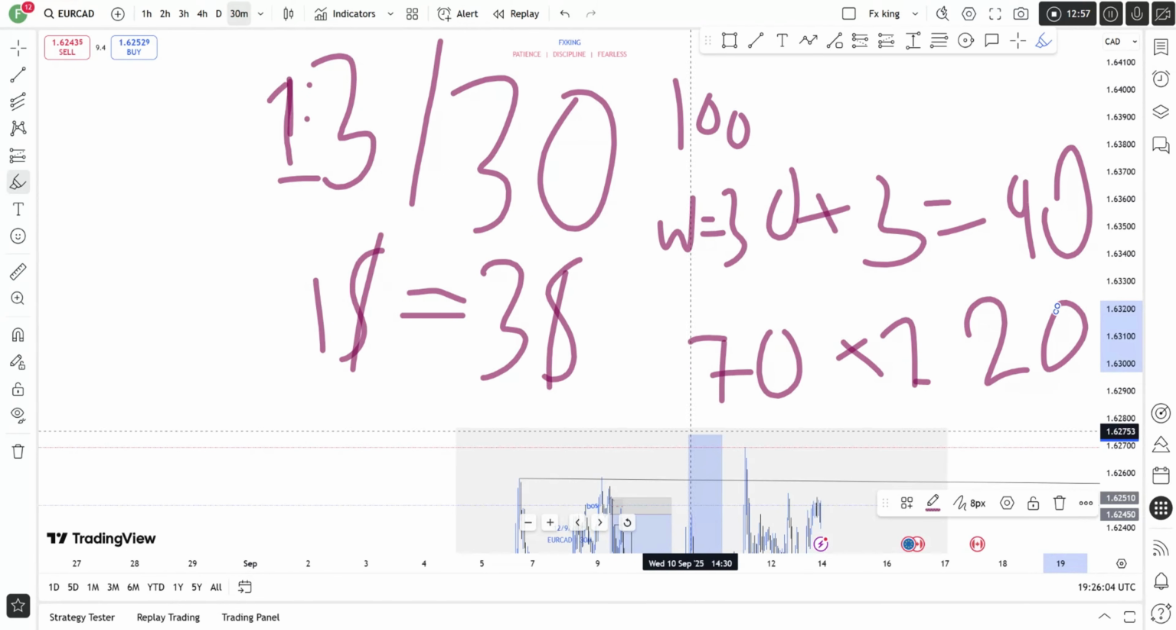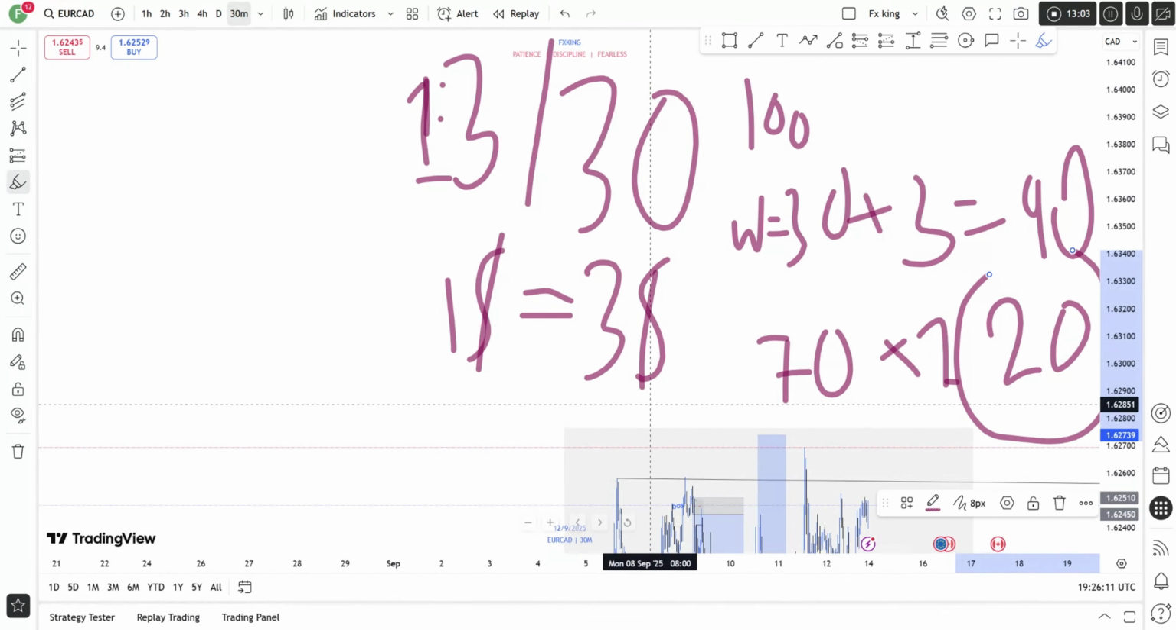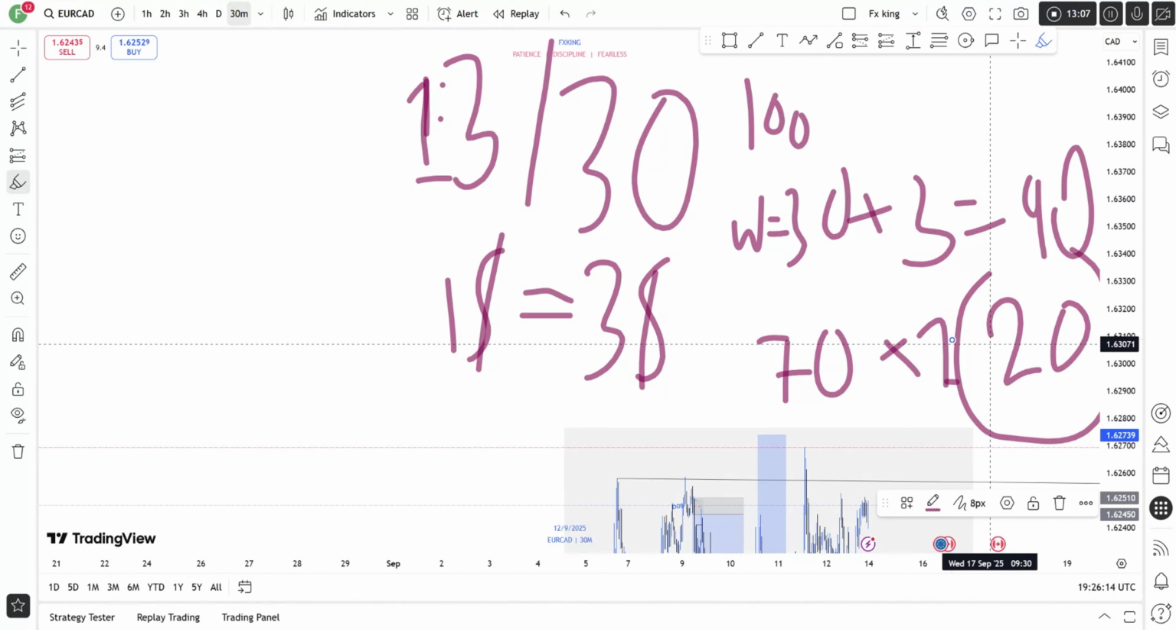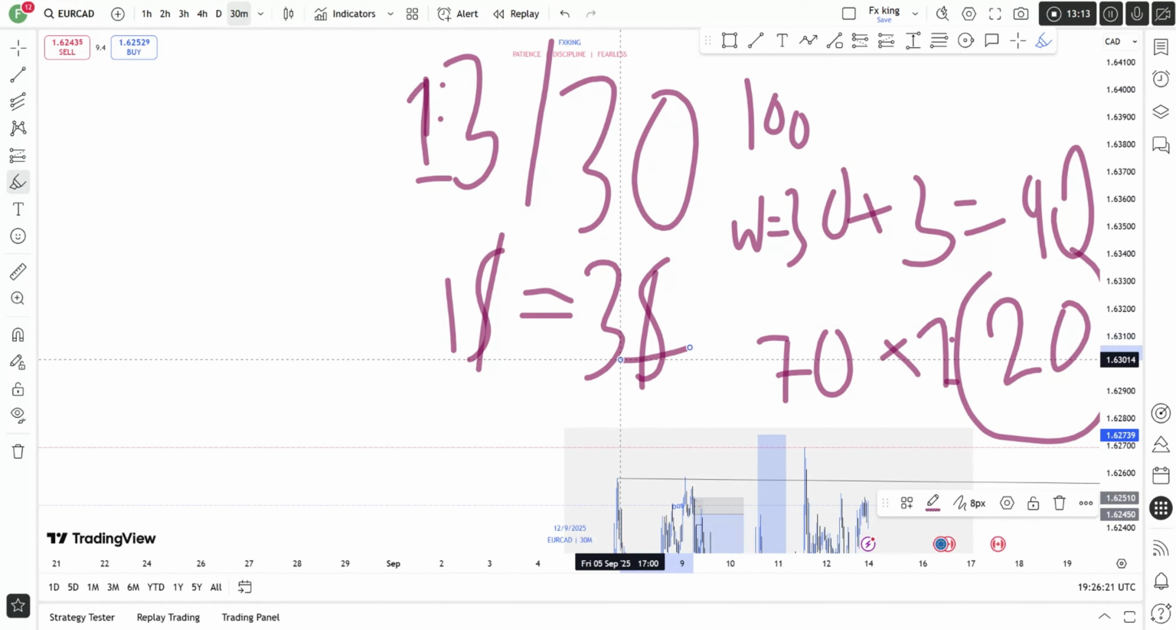Now, I know this $20 might not look like much to you. Now, imagine taking this same principle and applying it on a bigger account, and you will be able to see how much.